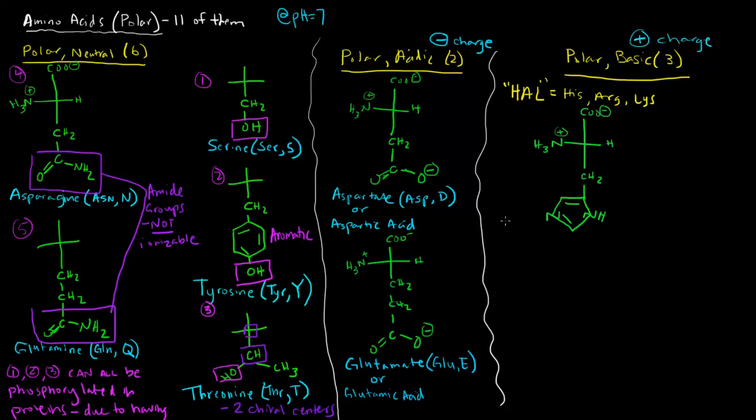Why? The reason is that this group has a pKa of approximately 6. So if its pKa is lower than 7, then it's going to act as an acid at that pH and donate its proton to the environment, so it won't be protonated. However, if you lower the pH enough, this group will be protonated, and it will look like this.